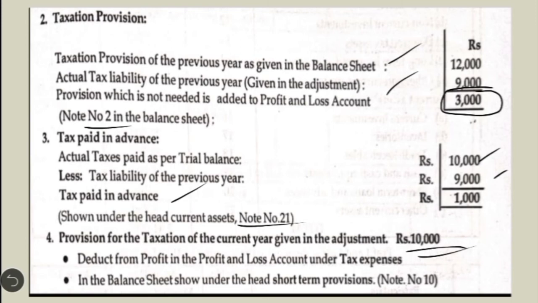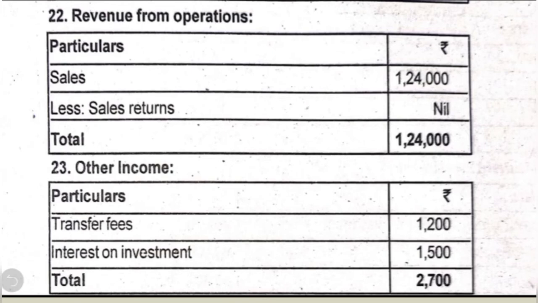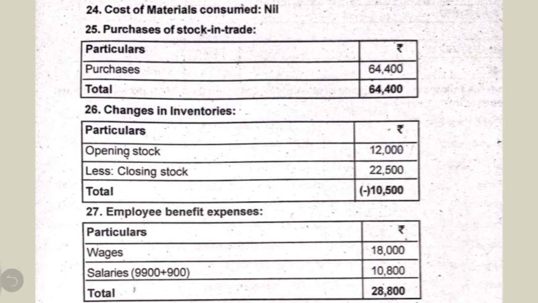Okay, now let us take up the first step, that is showing the notes relating to profit and loss account. Note number 22, we are going to show here sales. Returns are not there, so total is 1,24,000. Then note number 23, we are going to show two items, transfer fees and interest on investment. One more 800 rupees interest is there, but that is the interest received on debenture redemption fund investment. So it should be added to the fund itself in note number 2. Here we are not going to consider. So total of this note is 2,700. Note 24, cost of material consumed is nil.